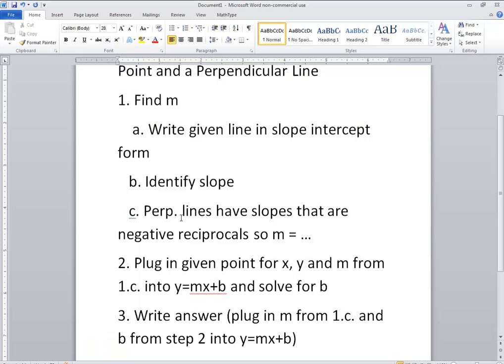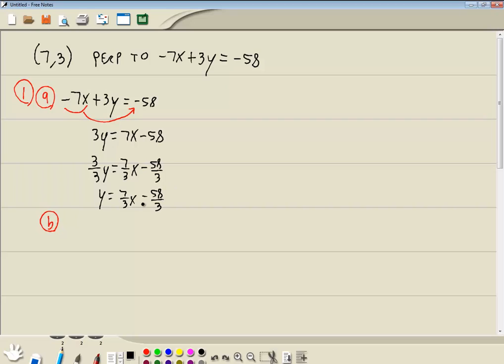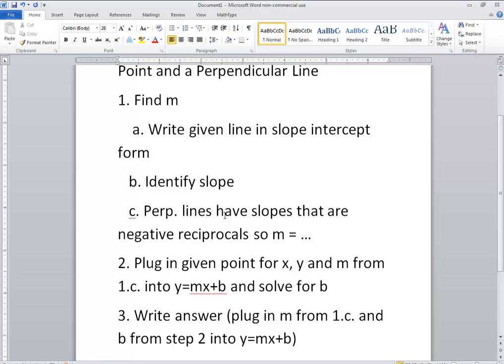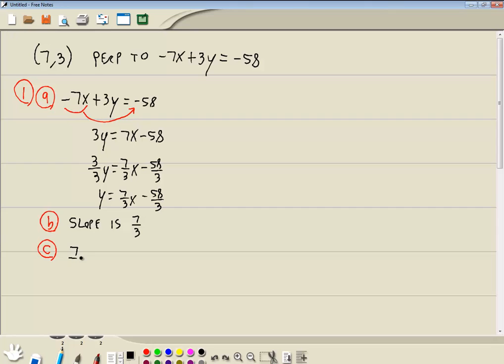B. Identify the slope. The reason why we put it in slope-intercept form is so we can easily see what our slope is. So slope is 7/3. C. Perpendicular lines have slopes that are negative reciprocals. So we're going to start with the slope from 1b, which we just said was 7/3.